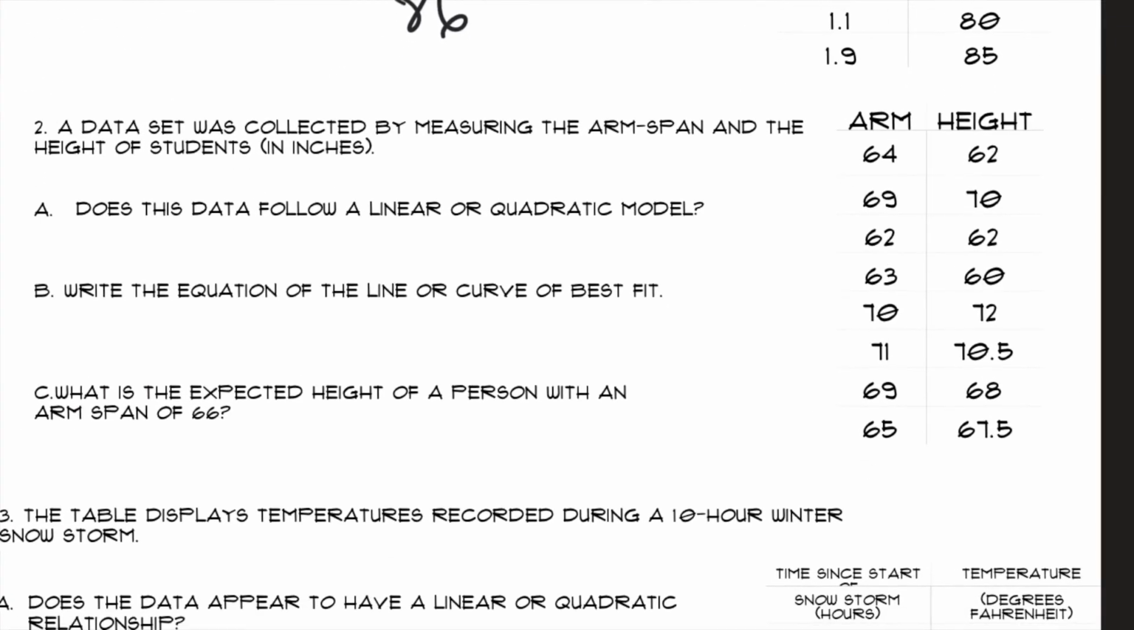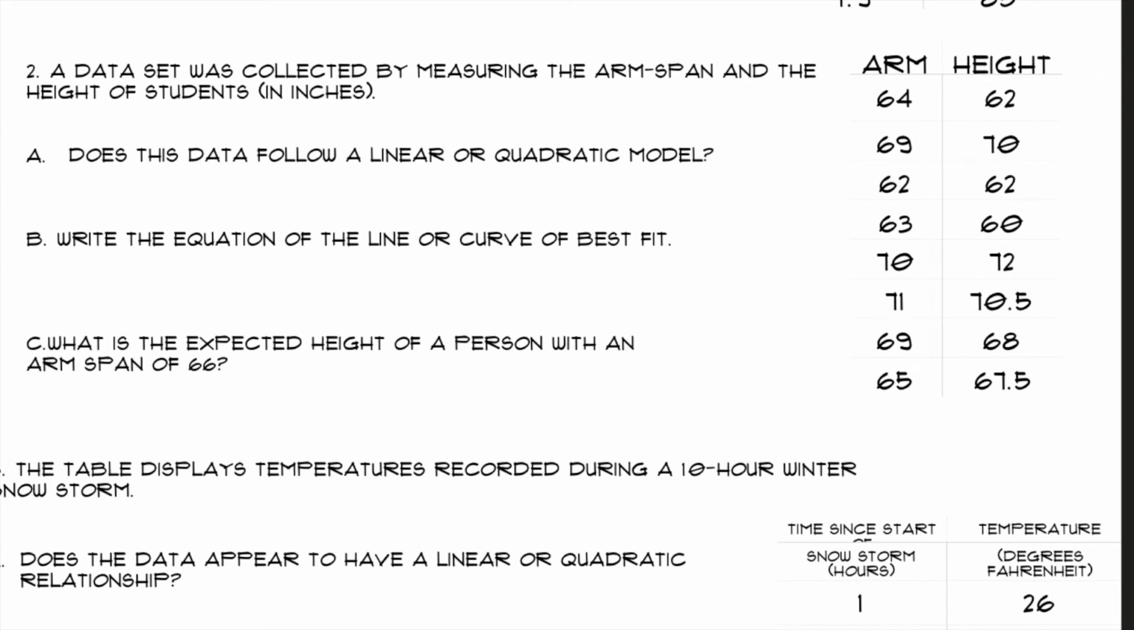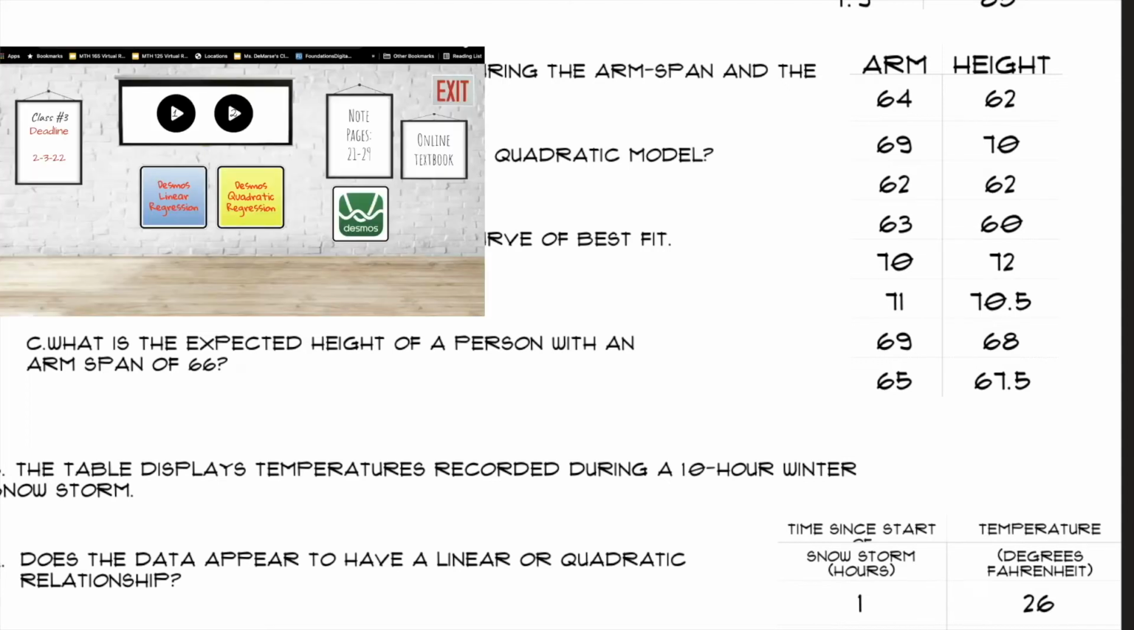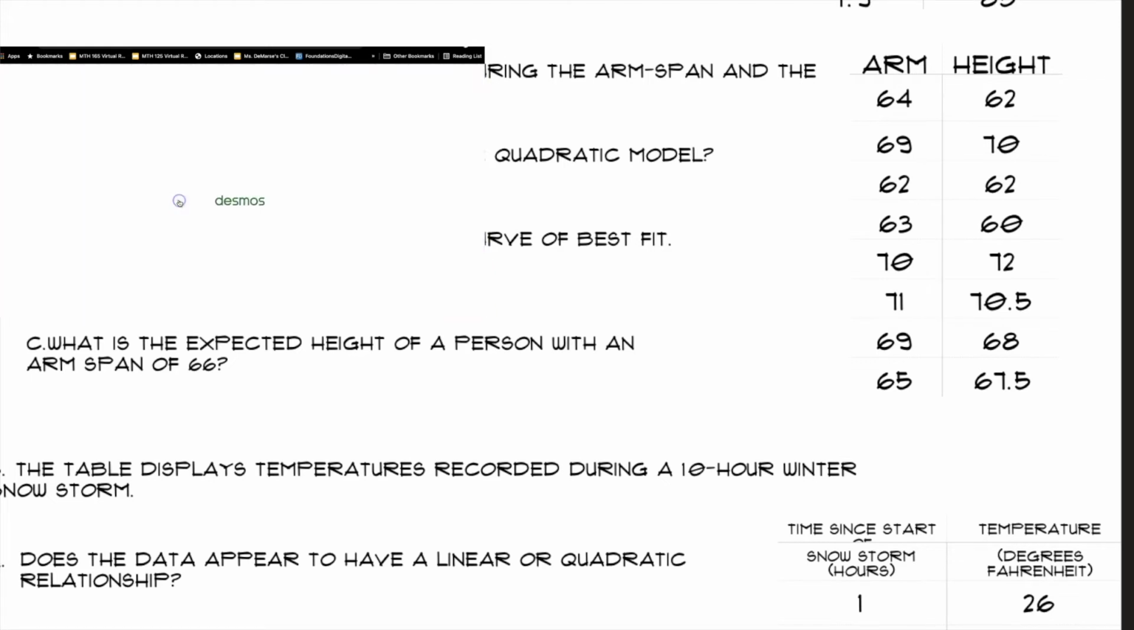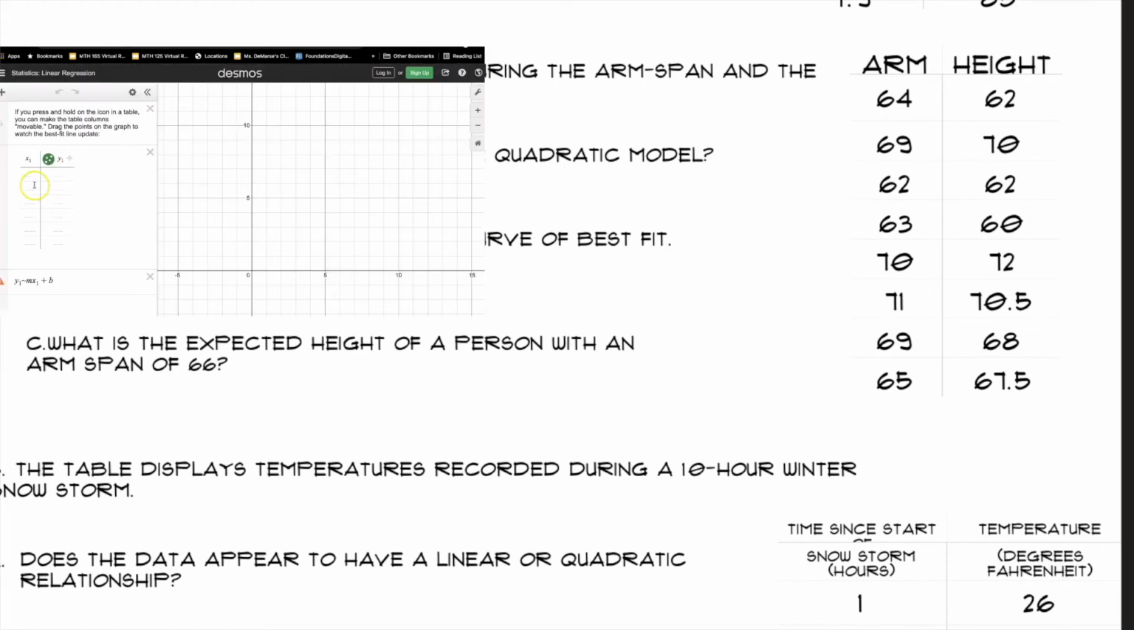The data set is collected by measuring the arm span and the height of students in inches to see if there is a relationship there. The first thing it asks is linear or quadratic. Who knows? Sometimes the best way to go about things is to just test it out in linear first to see what it looks like. And if it doesn't work, you can just take that table and paste it into the quadratic model and see if it works. So I'm going to go back to the classroom and go to linear. This gives me a nice fresh thing to work with. I don't have to erase anything. And I'm going to put this information in.